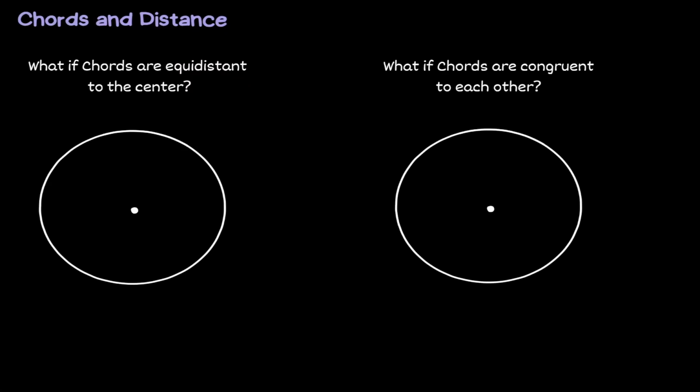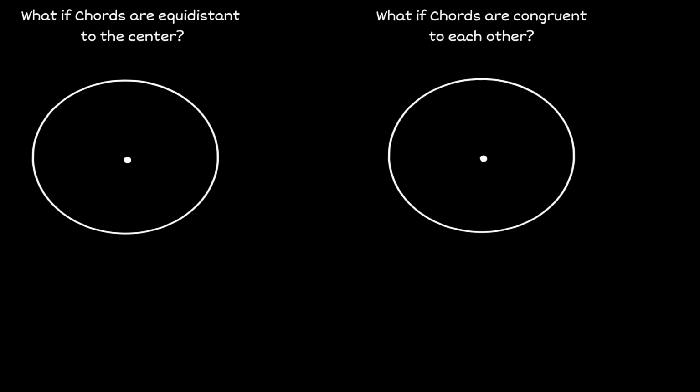Welcome. Let's discuss chords and distances in a circle. Let's look at the scenario when the chords inside a circle are equidistant to the center. Let's draw those two chords. Let's call this chord RS, and let's call this chord NM.